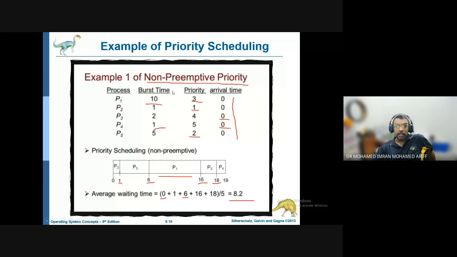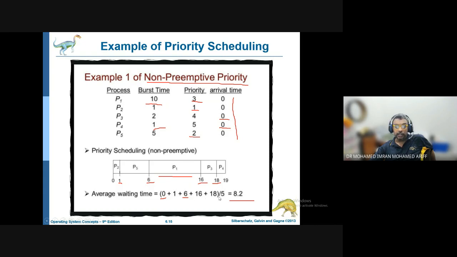Okay. So next, it will check again, which is the number. Next is P1, because P1 has priority 3, P3 is 4, and P4 is 5. So P1 will be processed until 16, because 10 plus 6 is 16. Next is process P3, so 6, sorry, it's 2. Okay, so 16 plus 2 is 18. And last is P4, which has the lowest priority. The number is so big here, 5, so that's the lowest. Its burst time is 1, so 18 plus 1 is 19.